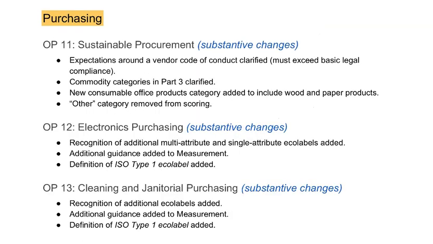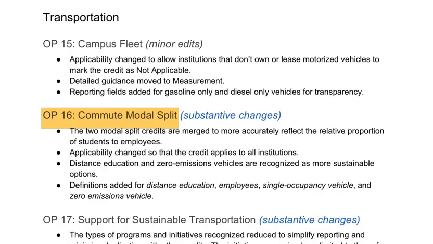Several of the purchasing credits have changed, mostly in order to recognize more standards and eco-labels. And one final change to the operations category is that the employee and student commuting credits are now combined into one commute modal split credit that allows them to be weighted more appropriately.